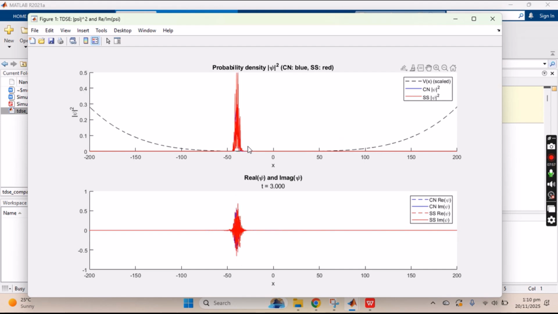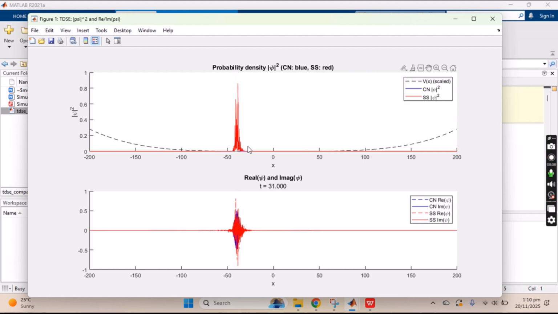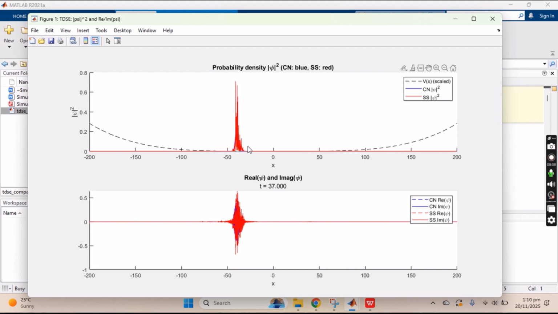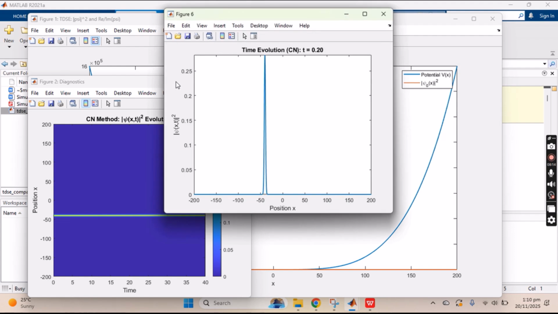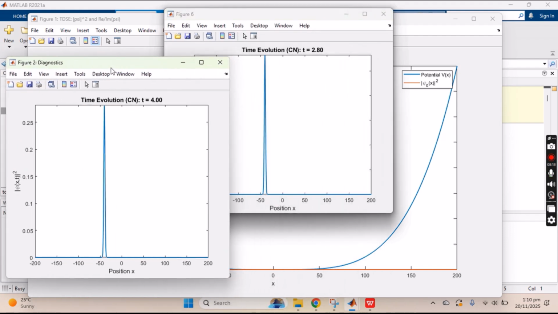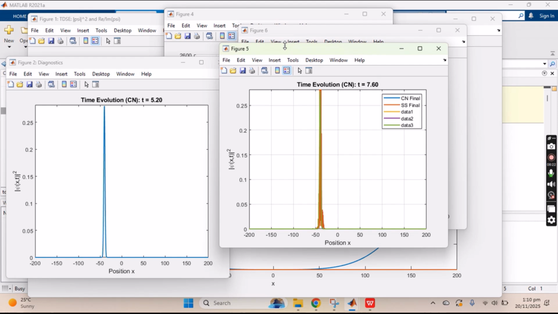Here is a probability density, real-time simulation results, animation of real and imaginary values of the Schrödinger equations with the time evolution. Here is the time evolution according to the different time probability as well.